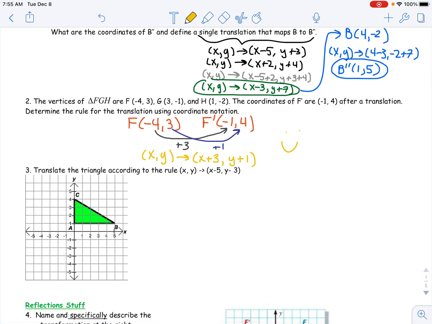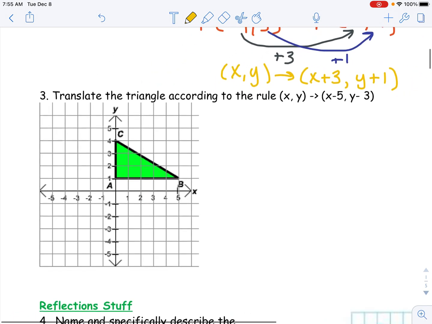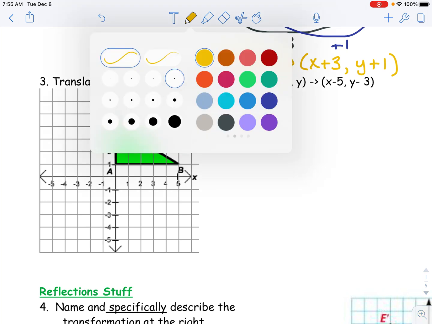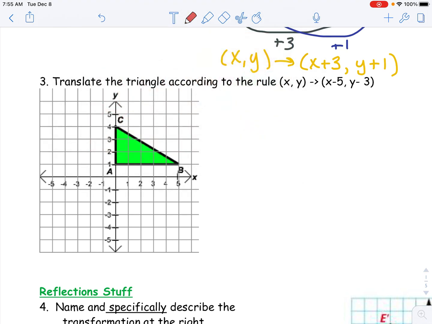And then let's actually perform a translation, and then we're done. We'll move on to reflection stuff. Translate the triangle according to the rule (x, y) arrow (x - 5, y - 3). So recall, this minus 5 means left 5. Your x's are horizontal, your y's are vertical. This means down 3.